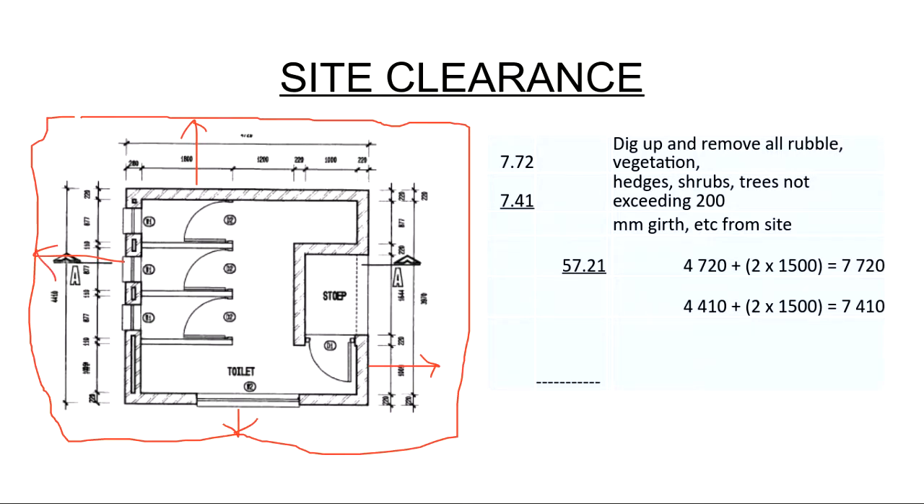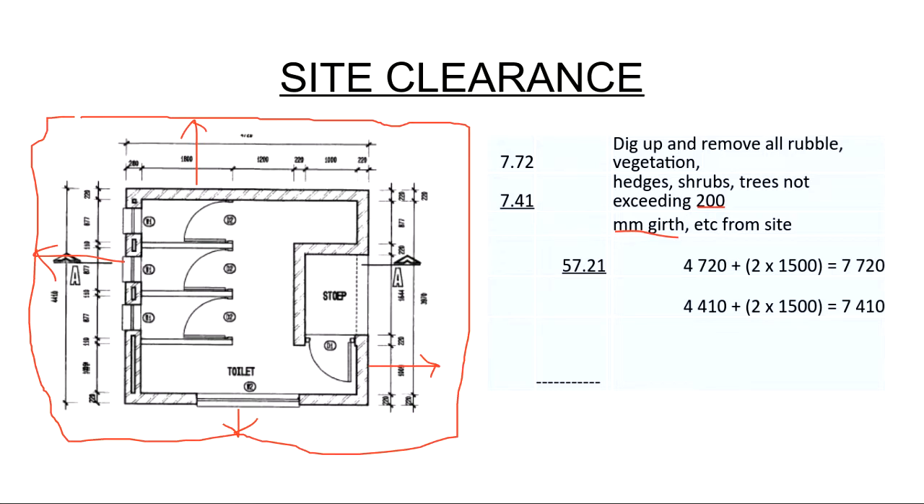So if we can just look at the description itself over here, you can also compare this to the previous example and you'll see the description is exactly the same. And then just to remind you again that the 200 millimeter girth that appears here in the description comes from the rule book. It is not a dimension, it's an application of the rule. So it must be stated in the description.